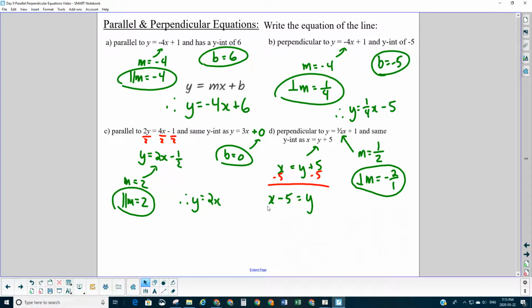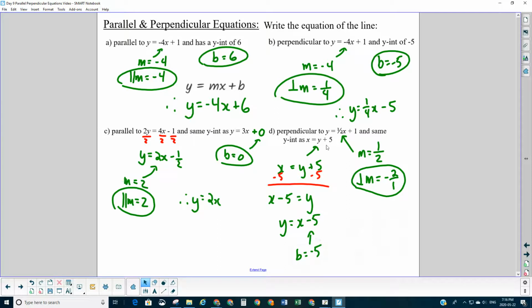Now this doesn't look like y equals mx plus b form, but it is. It's just on the opposite side. We normally see it like this, so we would put that y on that side and the x minus 5 on this side. Now that it's in this form, we only care about the y-intercept. I don't care what the slope of this line is. It says the clue is the y-intercept, so I only care about the y-intercept right there. And the y-intercept is -5.